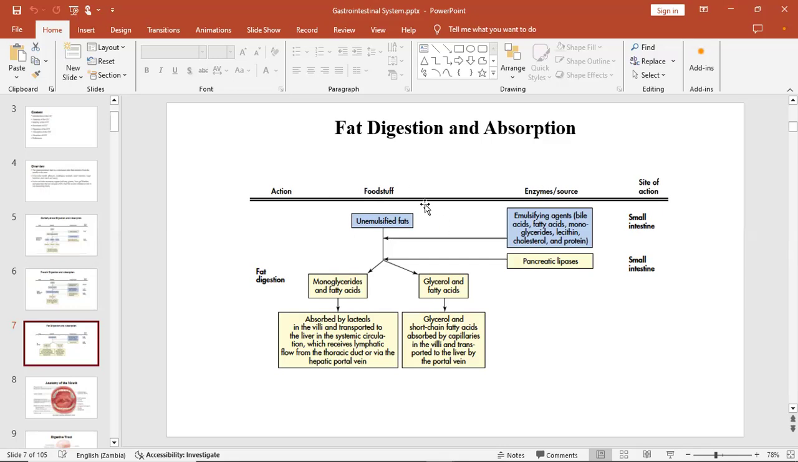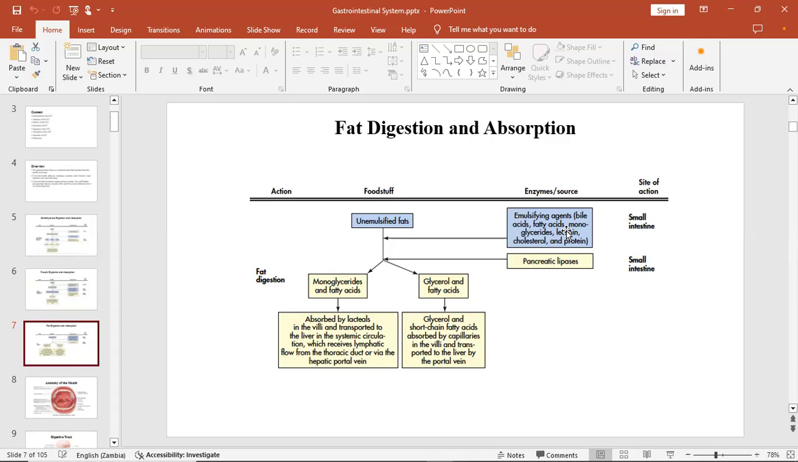So now there are also what we call unemulsified fats. We're talking about phospholipids, triglycerides, cholesterol esters. All these have not been emulsified. So now let's look at the definition of emulsification. The emulsification agents shown on this table are bile acids, fatty acids, monoglycerides, lecithin, cholesterol, and protein. These are things that go and emulsify fat.